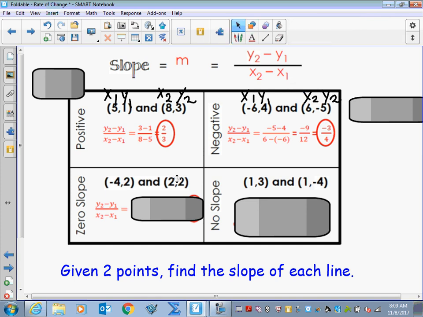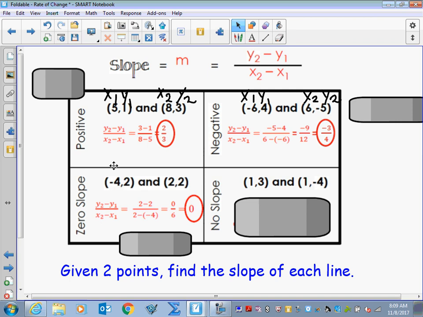Okay, slope is a ratio. So by definition, you should have 2 numbers. However, if it can reduce to an integer, or a whole number, you want to make sure you do that. Okay, don't leave it over 1. It's not necessary if you're just doing slope.